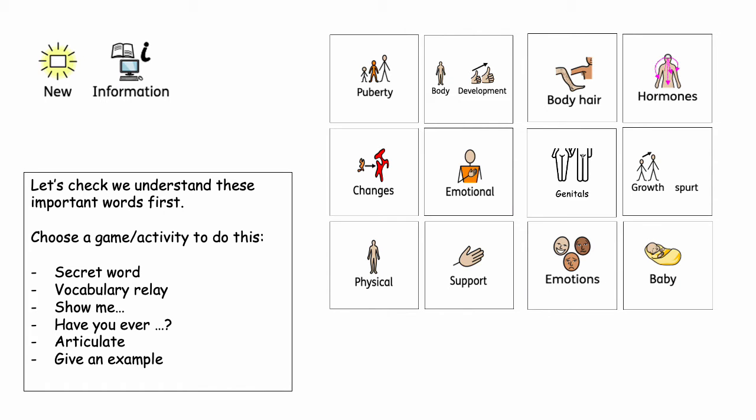Next, we're going to have a look at the key words that are important for our learning in today's lesson. I'm going to read these through to you. We have puberty, body development, body hair, hormones, changes, emotional, genitals, growth spurt, physical, support, emotions, and baby. So just check that you are confident with understanding those words and that you're able to use them in today's lesson.